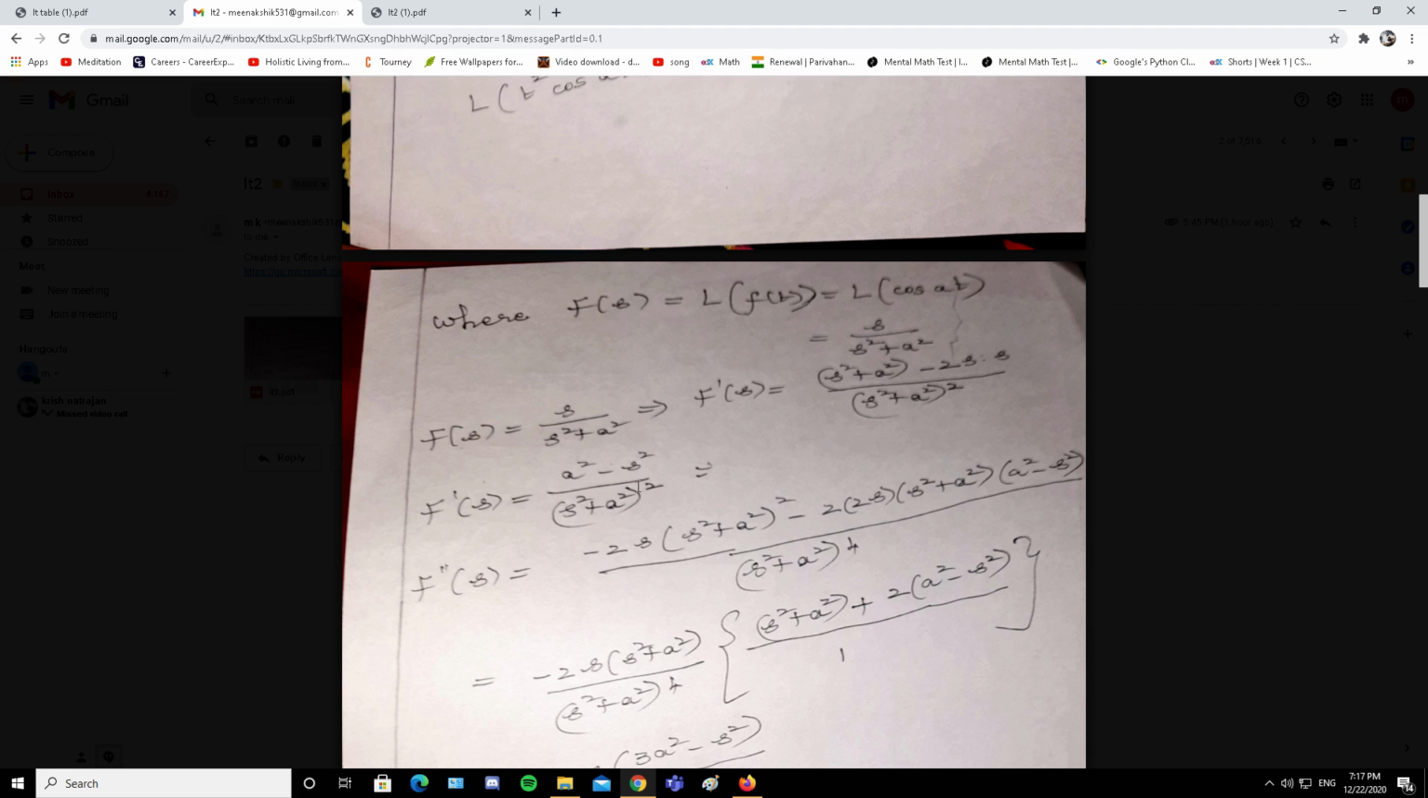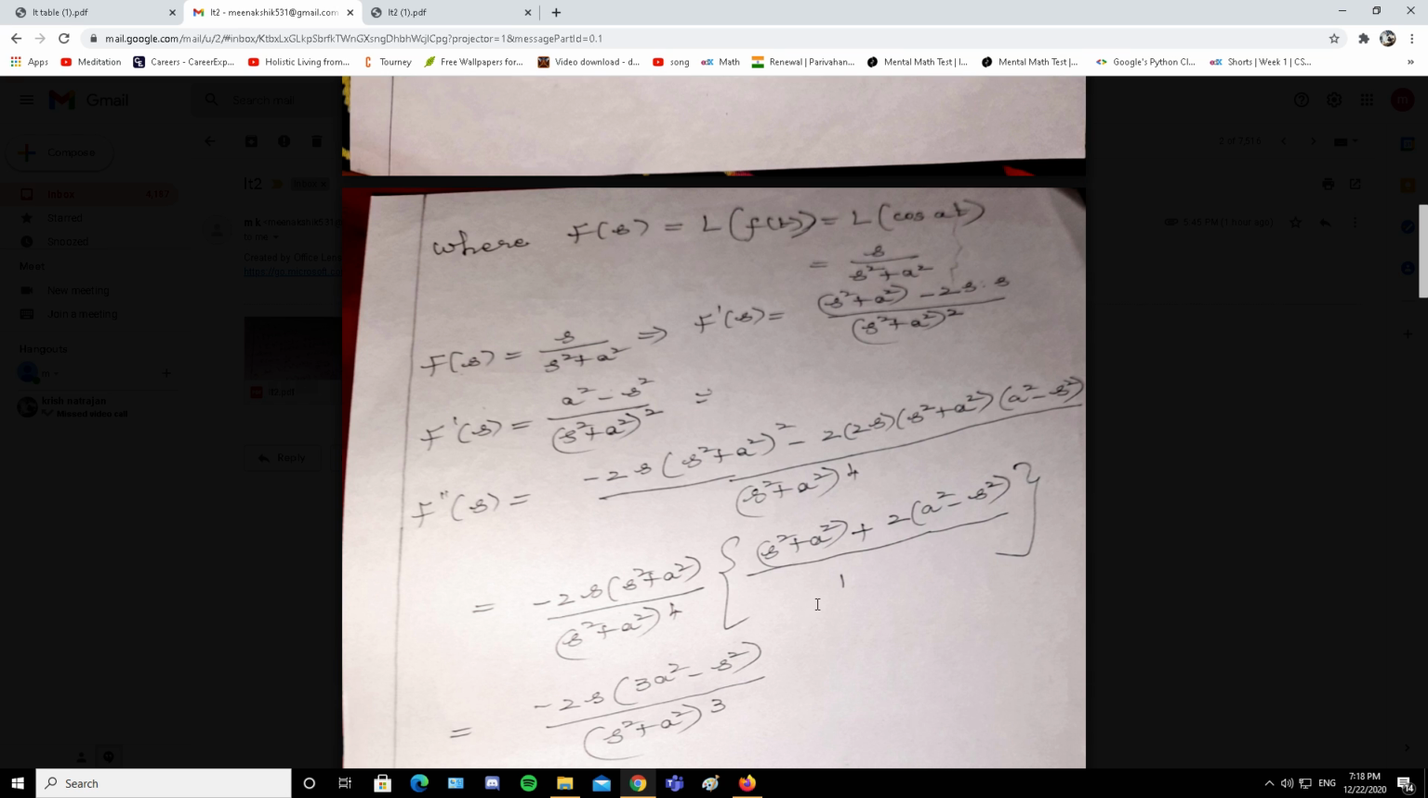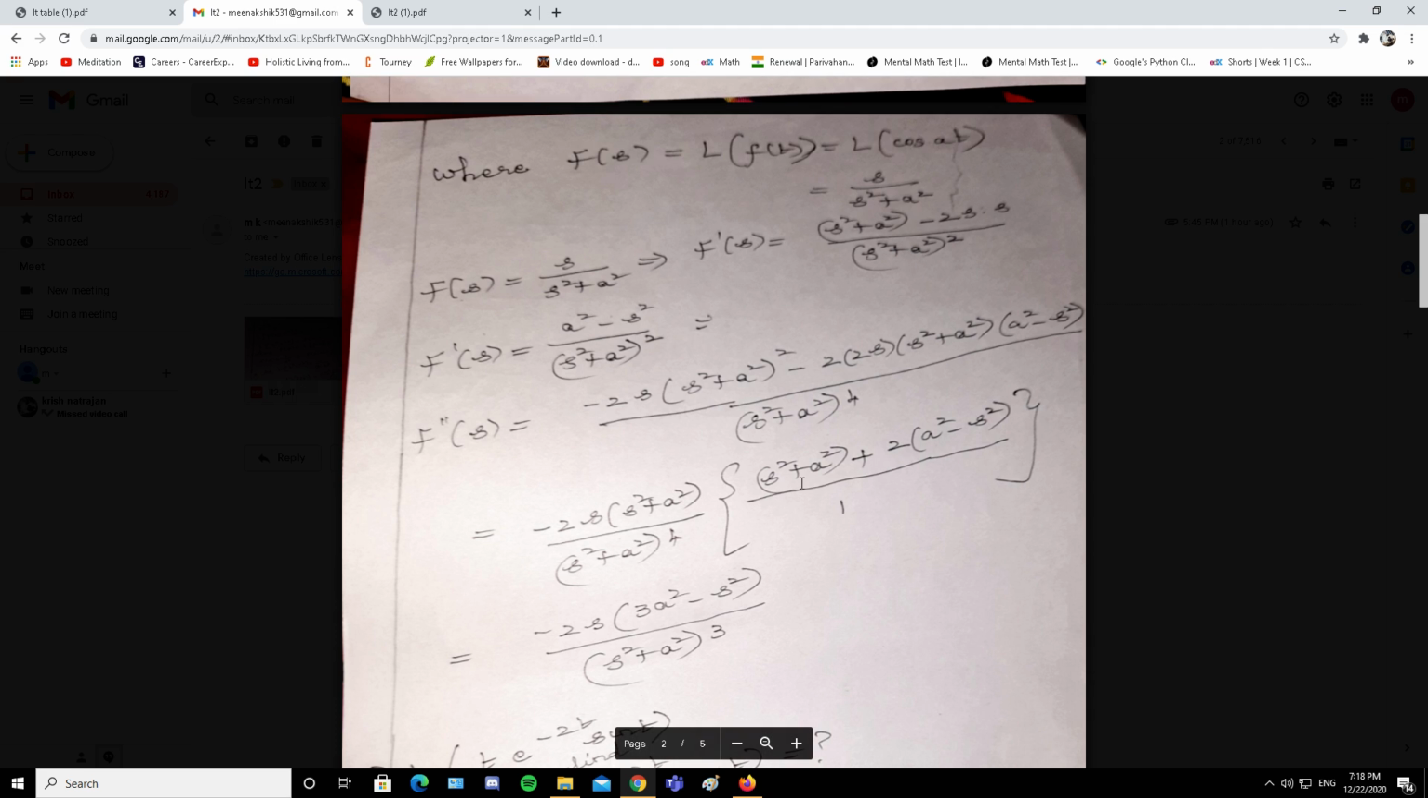By the quotient rule, derivative of numerator minus 2s into the denominator s square plus a square the whole square, minus the derivative of the denominator, 2 times s square plus a square, and the derivative of s square is 2s, into the numerator, by the denominator whole square, that is s square plus a square the whole power 4. So in the numerator, minus 2s into s square plus a square is common. The first term is s square plus a square plus 2 times a square minus s square. So if you simplify, you will get minus 2s into 3a square minus s square by s square plus a square the whole cube.